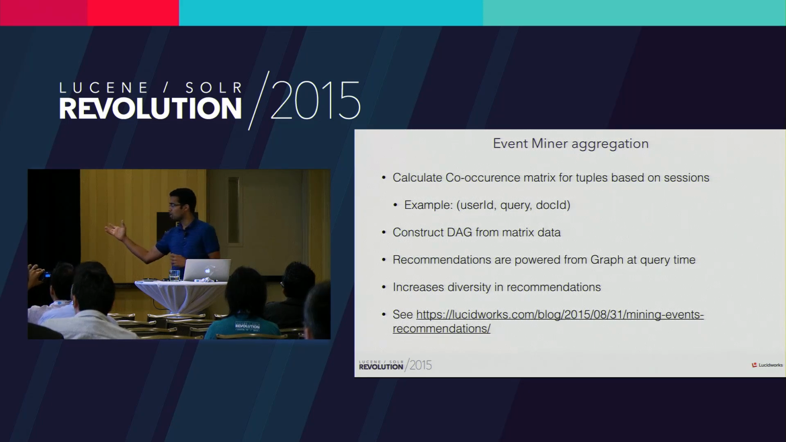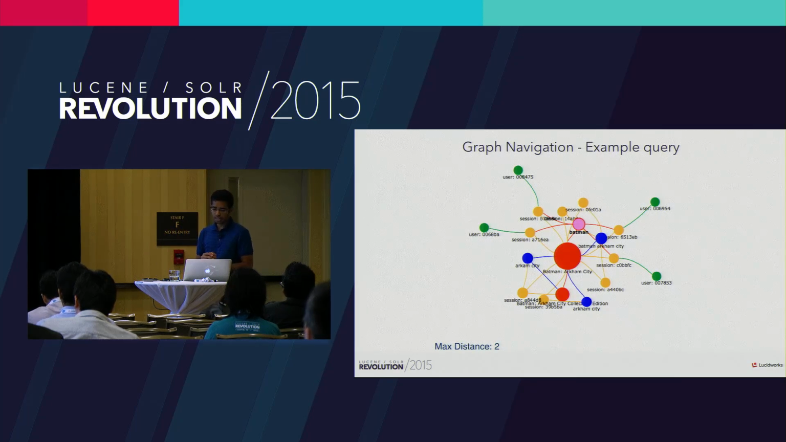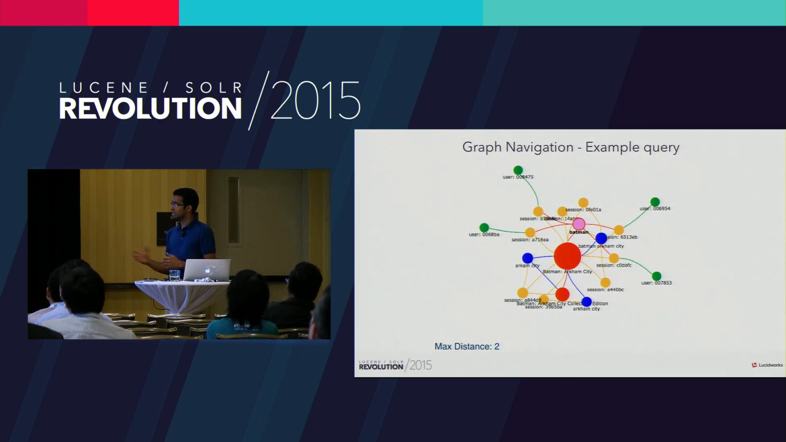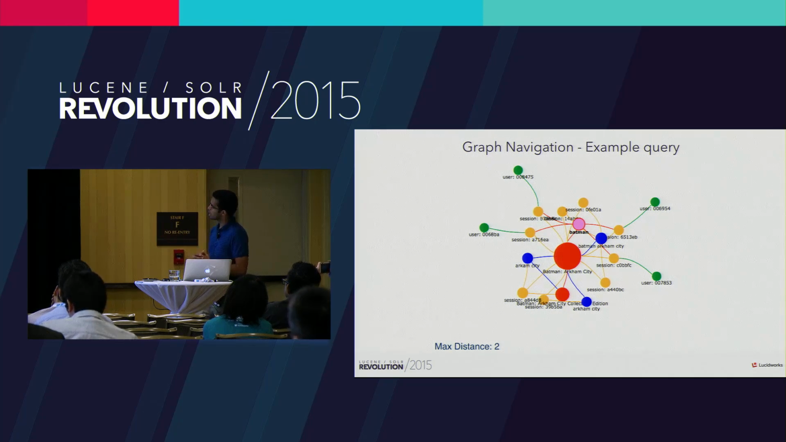He published a blog on the results and the quality of these results that this graph navigation generates. And here is an example of what the graph looks like. The red nodes are the documents that users clicked. The dark blue nodes are the queries users made. The green nodes are my users. And the yellow nodes are the sessions that we are dividing this into.